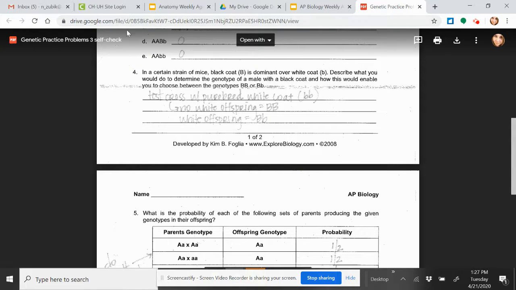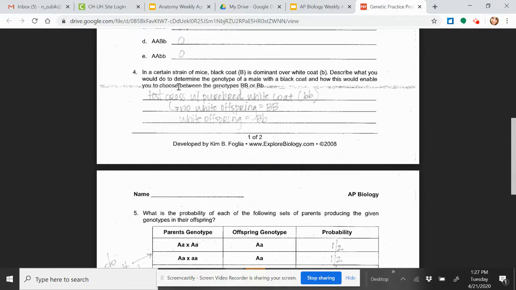If you remember, anytime you display that dominant trait, it just means you have to have that big B allele. So you could be homozygous dominant, or you could be heterozygous, which always displays the dominant trait. So what you would do is a test cross.